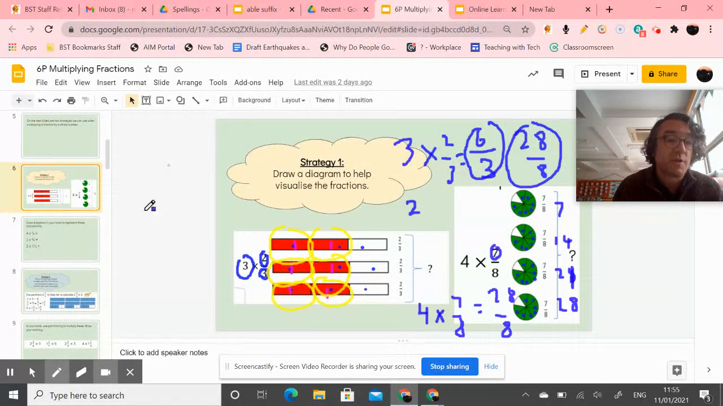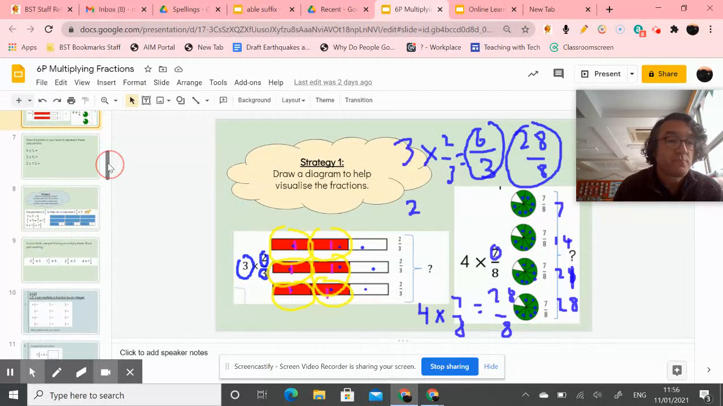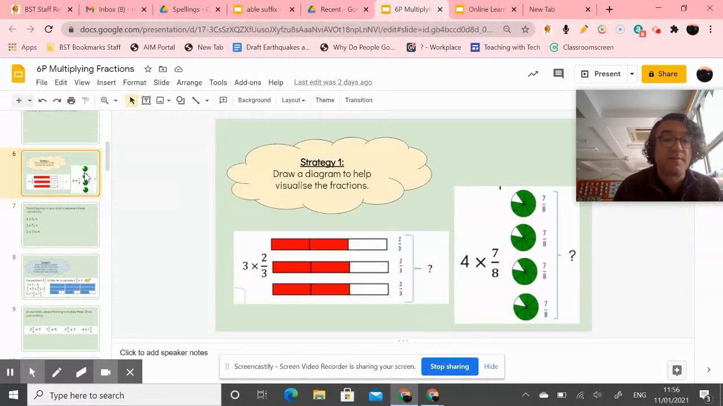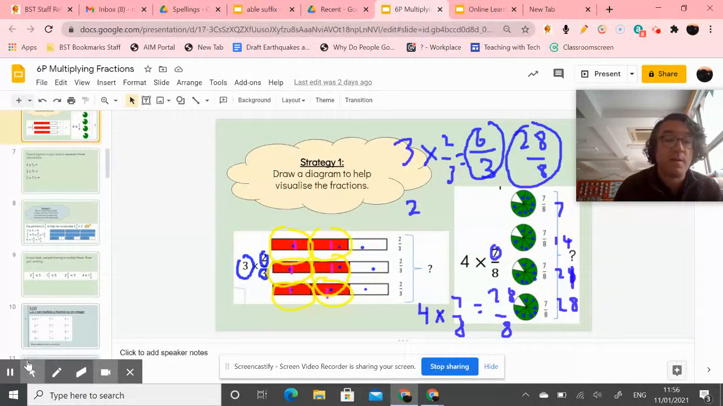Right, let's just click off here. I'm going to go back to pointer. I'm going to go down. Right. So what I would like you to do is have a go at solving these different calculations using this method. And I'm going to pause the video, and then when you finish, come back to the video.